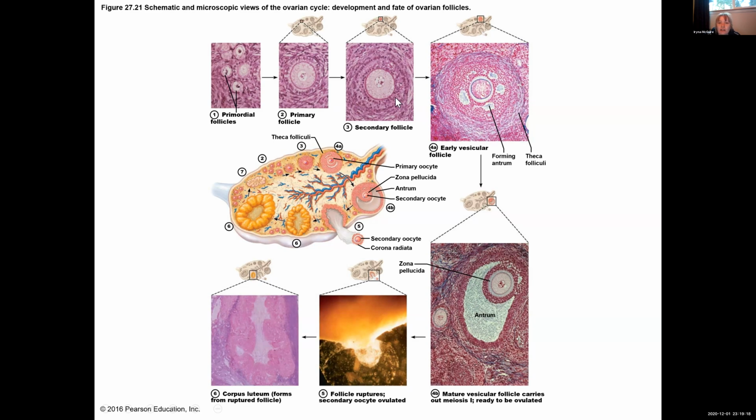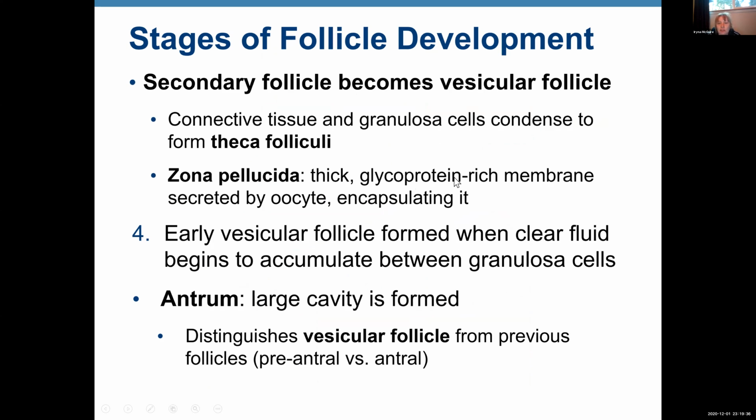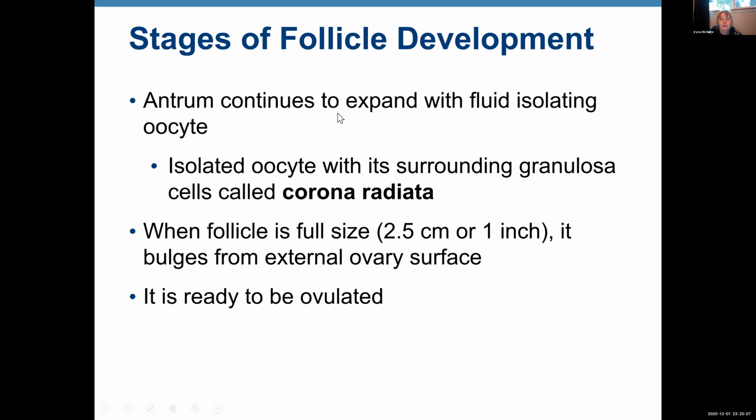So these cells start differentiating, right? First we start seeing spaces filled with fluid, and those spaces then fuse to form the antrum. Also, oocytes secrete a glycoprotein-rich membrane called zona pellucida, and granulosa cells condense to form the theca folliculi. Now, when fluid starts accumulating within the follicle, it forms the antrum. It's a cavity, and this antrum distinguishes vesicular follicles from previous follicles. So we have pre-antral and antral follicles. The antrum continues to expand with fluid, isolating the oocyte with surrounding granulosa cells called corona radiata. And when the follicle is full size, it bulges from the external ovary surface and it's ready to be ovulated.